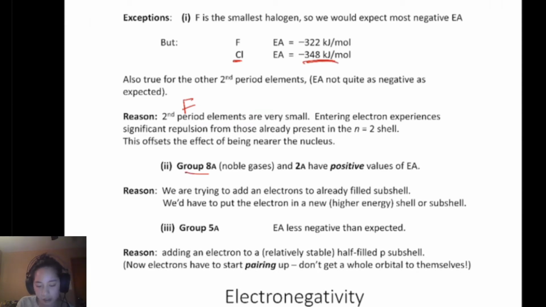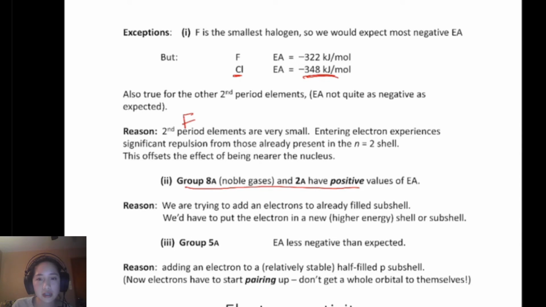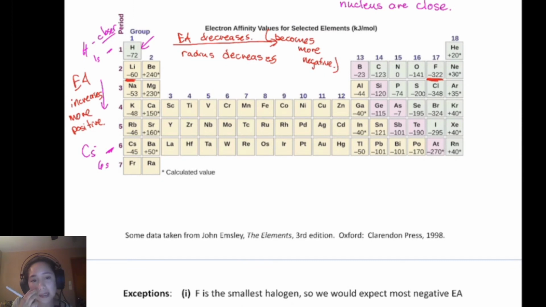All right, and then the other exception is noble gases. They have positive electron affinities. So remember what positive means in terms of energy. If the energy is positive, that means it requires energy to add the electron, because we're talking about electron affinity. So noble gases have a positive electron affinity because it's very difficult to add that extra electron. Noble gases are already content and stable as they are. They don't want to lose electrons. They don't want to gain electrons. So that positive energy means that there's no energy benefit from them gaining an electron.